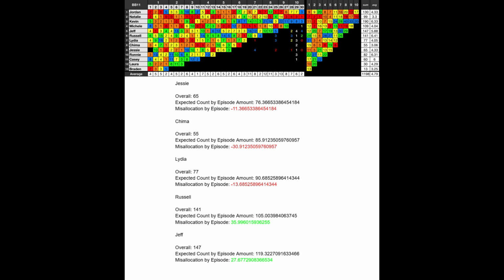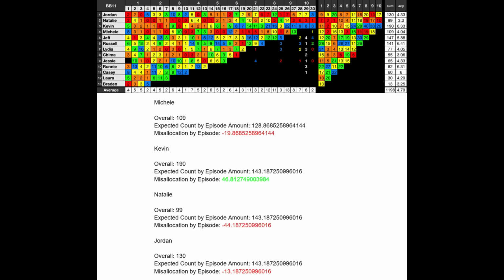And he caused a lot of the emotion as well. Jeff got 147 diary rooms, and his expected count by episode amount is 119. This causes him to have a 27.67 misallocation amount. This really isn't a surprise with how much the producers liked Jeff and how his likability and edit caused him to get the coup d'etat. And yeah, this really shouldn't shock anyone. I'm shocked it isn't more, to be honest.